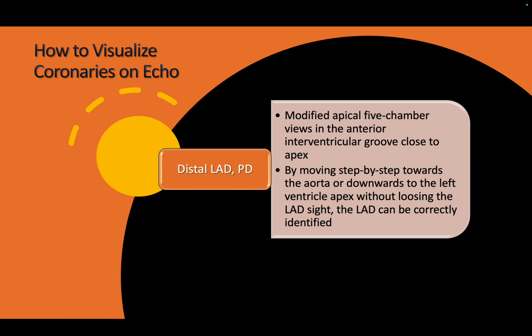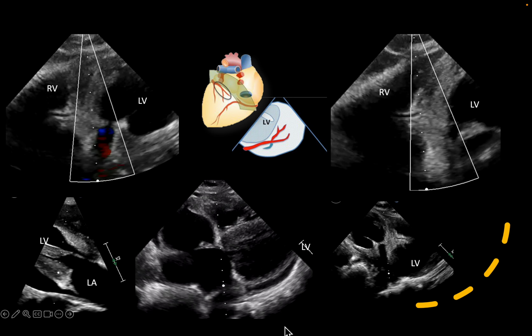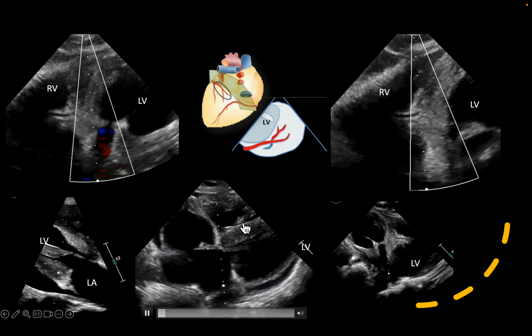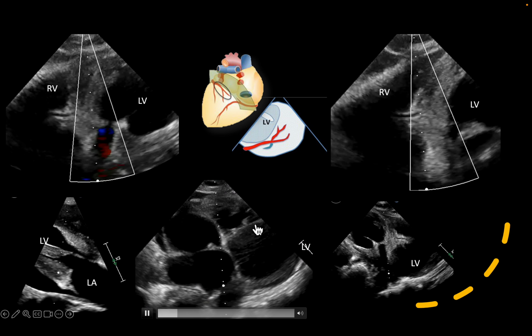How do you visualize the coronary arteries on echo in a distal LAD and PDA? I have already shown you. Let me show you. We might be lucky occasionally. If you have a pericardial effusion, then you have fluid around the heart, which gives you a very nice kind of contrast or a background to look at the coronary arteries.